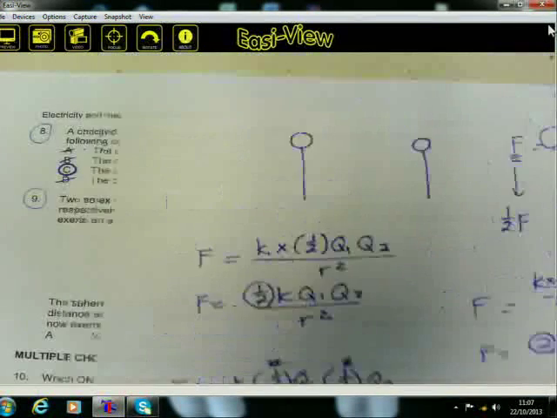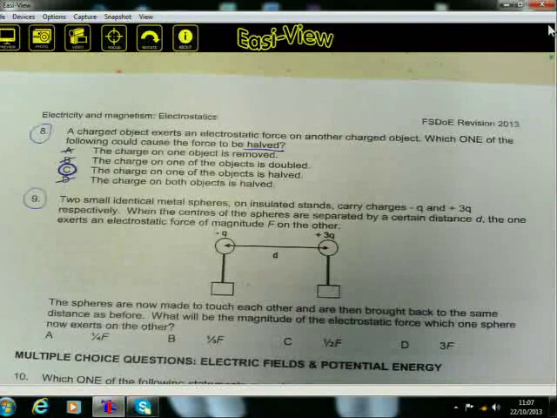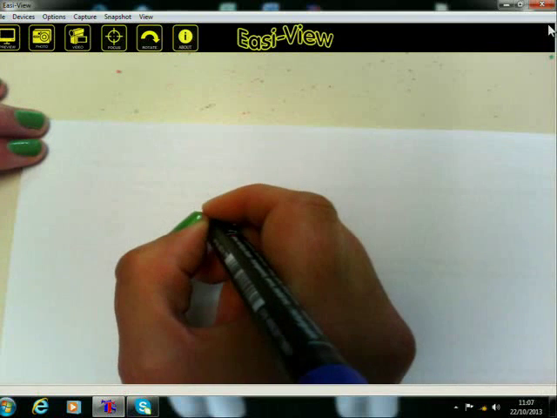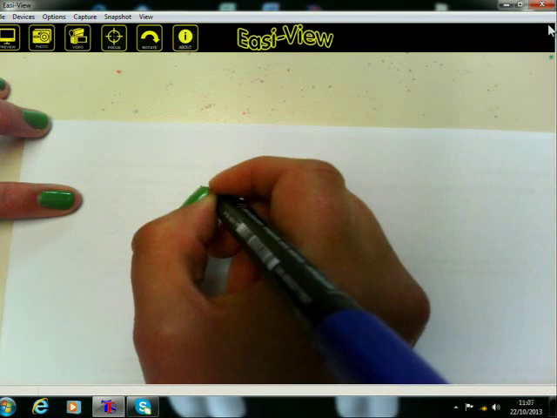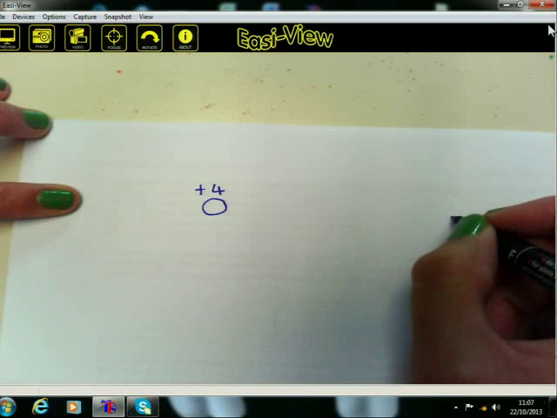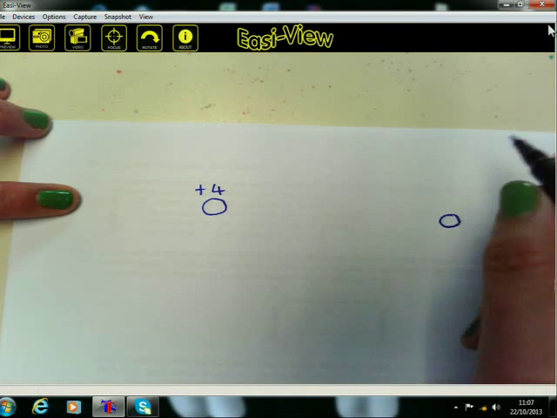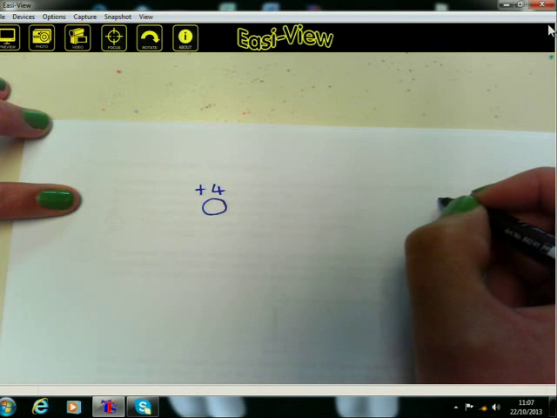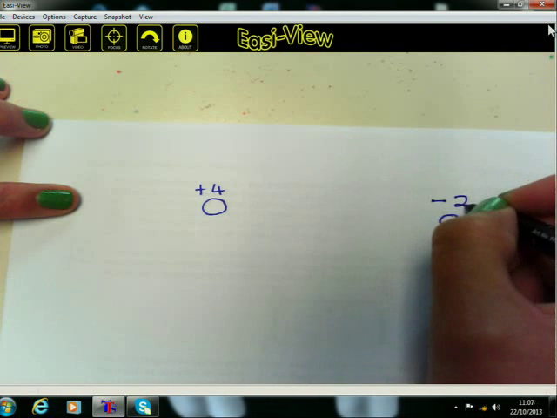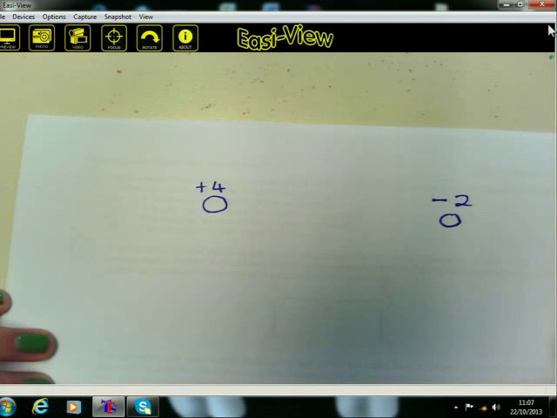Alright, let's move on to question 9. Question 9 is a little bit trickier than the rest, but not too much. Before we do number 9, I just want to do a quick review of what's happening in number 9. When we have two charges, say a charge that is +4 and a charge that is -2. A +4 and a -2.